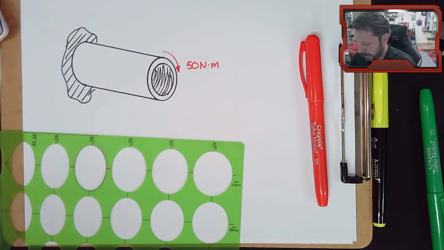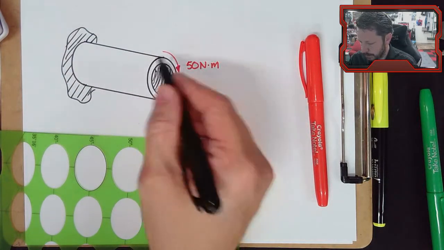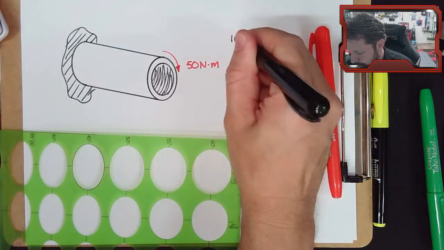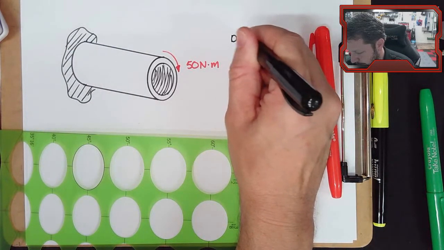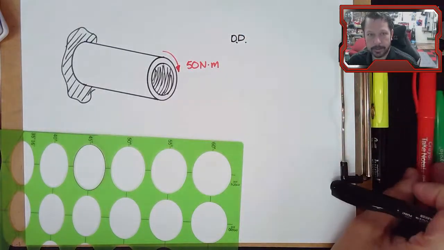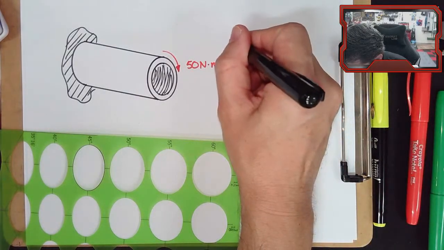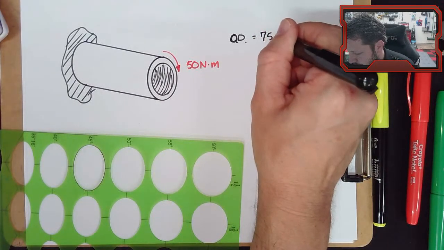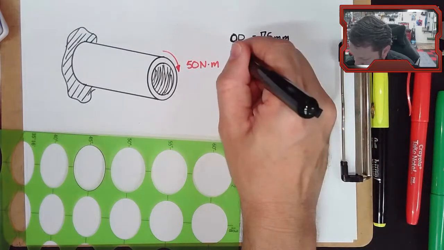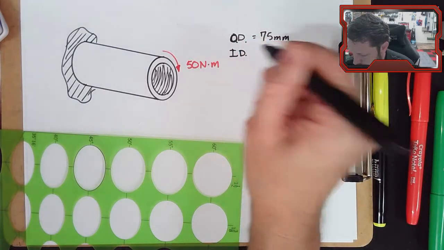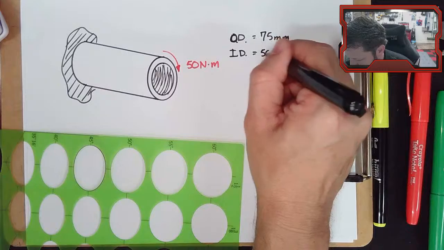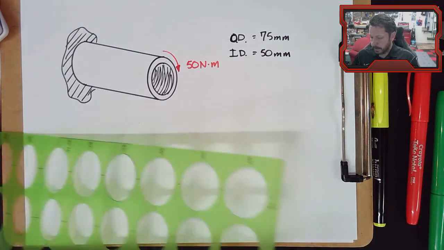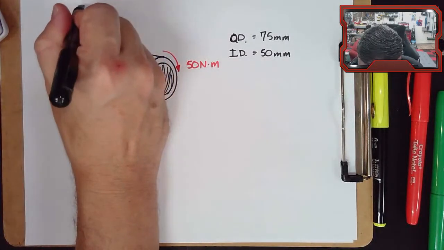Okay, and we need to know the dimensions of this shaft. So let's say that the OD, so OD is outer diameter, that's an O, not another D. OD is 75 millimeters. ID, inner diameter, 50 millimeters.